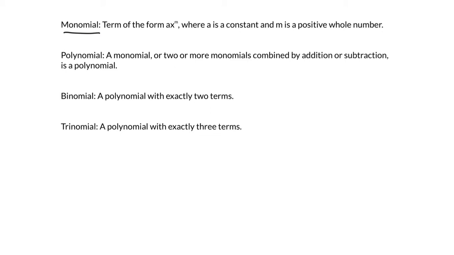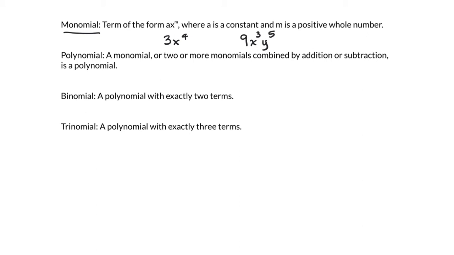So this is a term of the form a times x to the m, where a is a constant and m is a positive whole number. So a monomial could be like 3x to the fourth. It also doesn't have to just have one variable. You can also have like 9x to the third, y to the fifth. That's also a monomial.